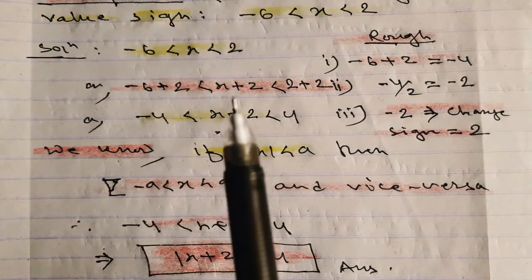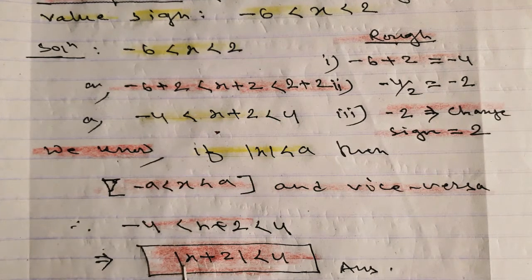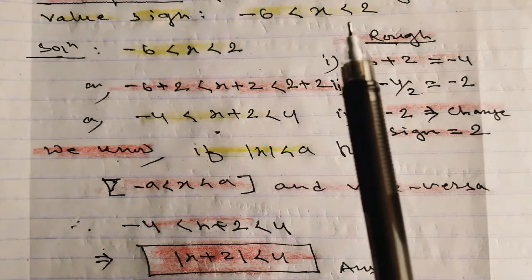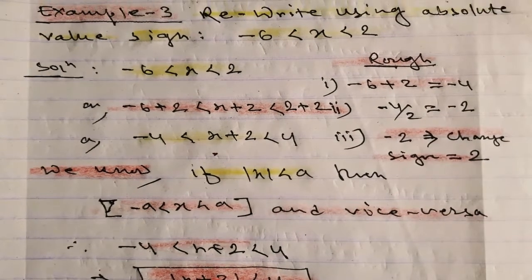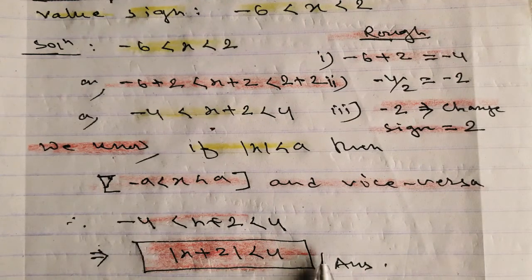So this x plus 2 is less than 4, x plus 2 is greater than minus 4. So we can write modulus of x plus 2 less than 4. So this is by using the formula. If modulus of x is less than a, then x is less than a and x is greater than minus a, and vice versa. So we have got the proof. We have got the solution. That means if minus 6 is less than x less than 2, then if we change this into modulus sign, we'll get modulus of x plus 2 less than 4.